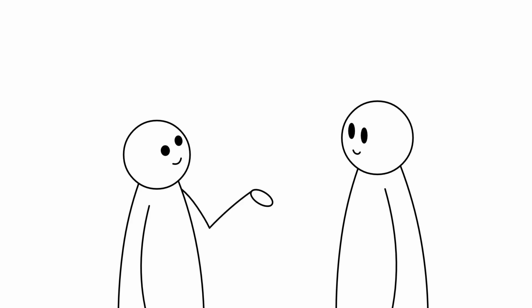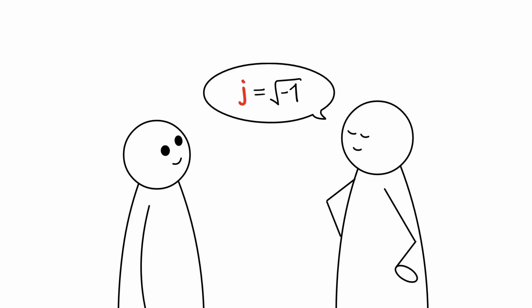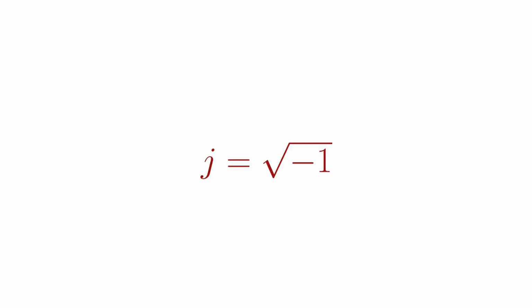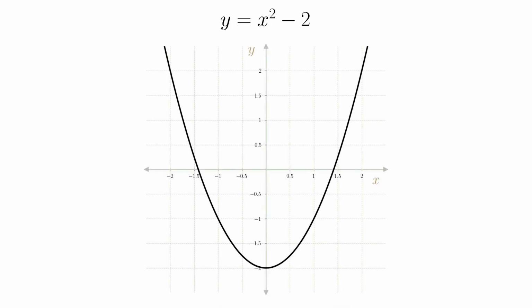If someone were to ask you what the imaginary number is, you might answer j equals square root of minus 1. But do you actually know what that really means? This equation raises more questions than it answers. So let's begin with the basics, with the simple quadratic function.